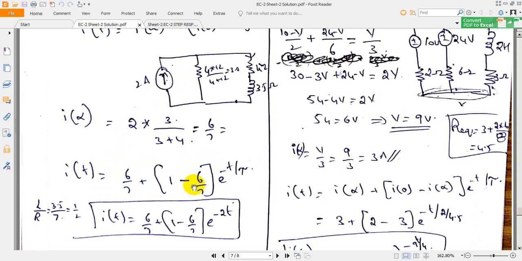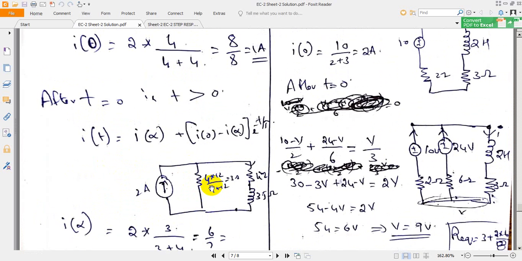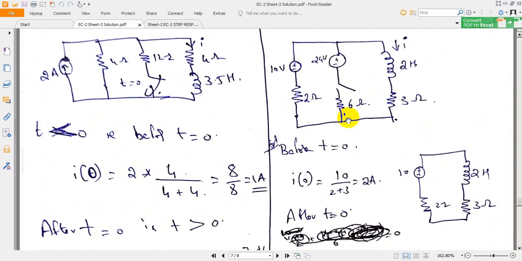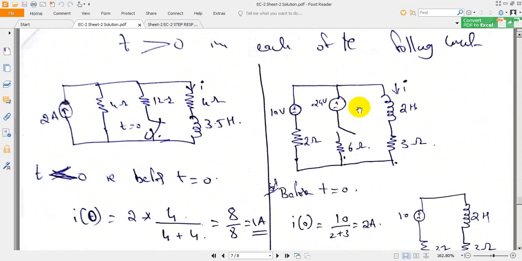It is similar to that of a free response of the circuit. Coming to the second circuit, it seems to be a typical one, but it is an easy one. This is the circuit. Initially this circuit is open.